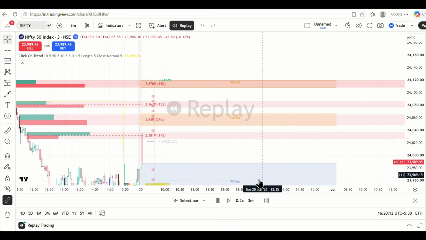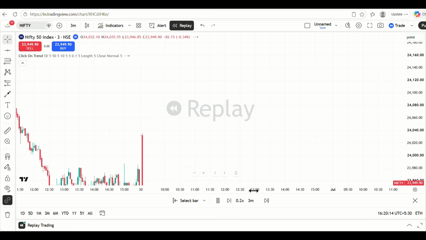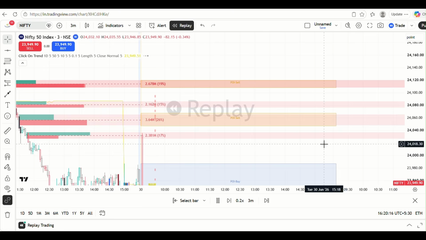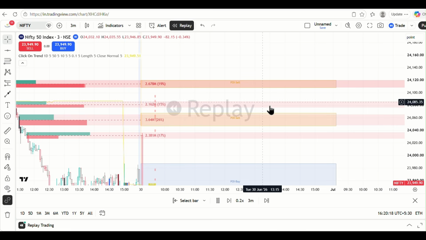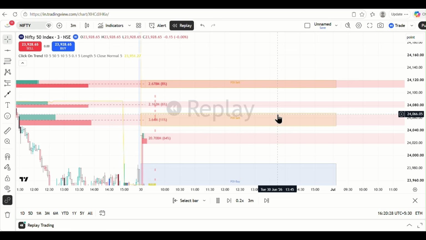I can increase the speed because this is a 3 minute time frame. Now related to time frame, friends, there are many questions about which time frame should be used. Whatever is suitable to you, a 3, 4 or 5 minute time frame, you can choose for intraday trading, because above that it's difficult.